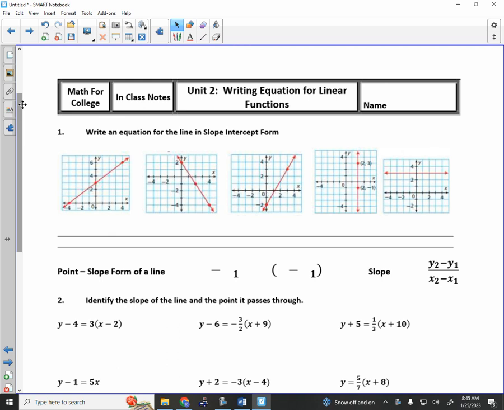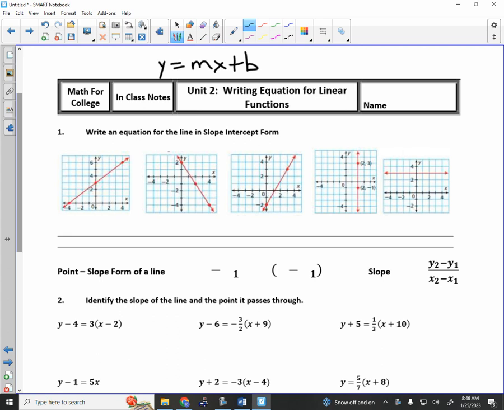It says, write an equation for the line in slope-intercept form. Our goal today is to write equations for lines. So we want to come up with the y equals mx plus b thing. Yesterday, we took y equals mx plus b and other things. We actually graphed, and today we want to come up with the equation.